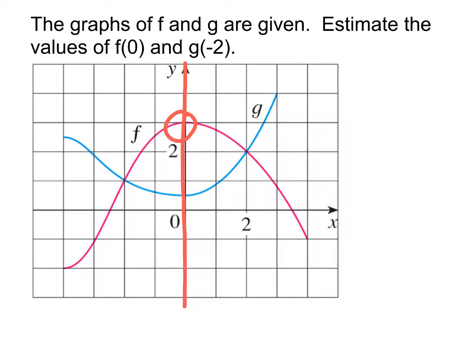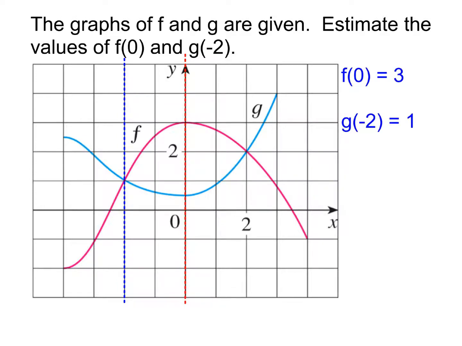All right, now let's go on to g. So g of negative 2. What is the value of g of negative 2? 1. It is 1, because I go over here to negative 2, where x is negative 2, and I'm looking to see on the blue graph, because that is g, what's the value? And notice the y value there is 1. So that's why we get f of 0 equals 3 and g of negative 2 equals 1.